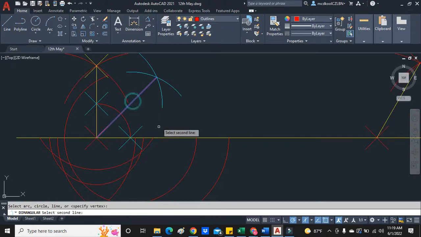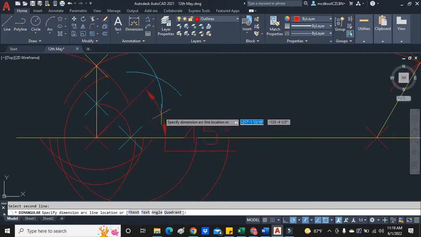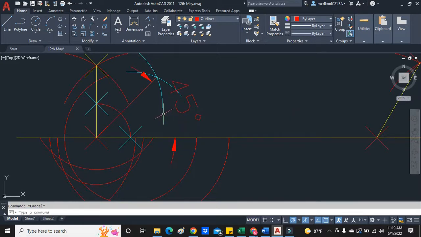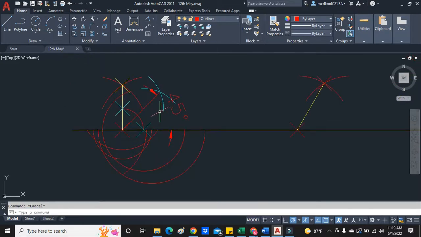So let's take a look and see what the angle is. See, it's 45. And half of 90 is 45. So that construction we did is correct. Do you follow me so far?